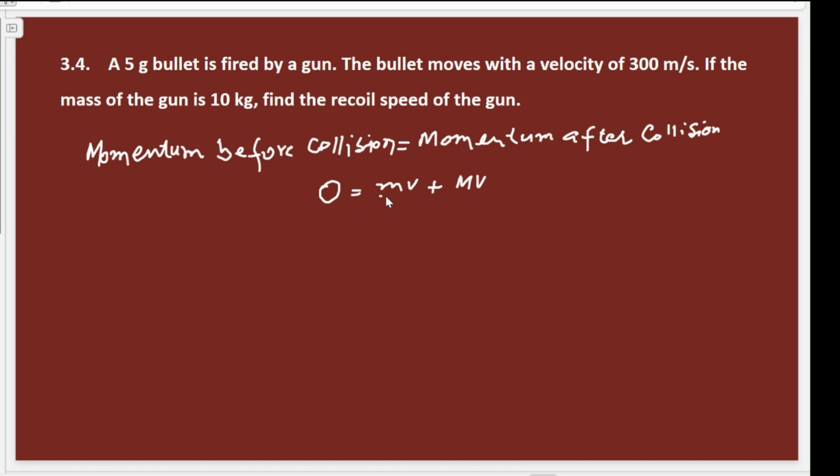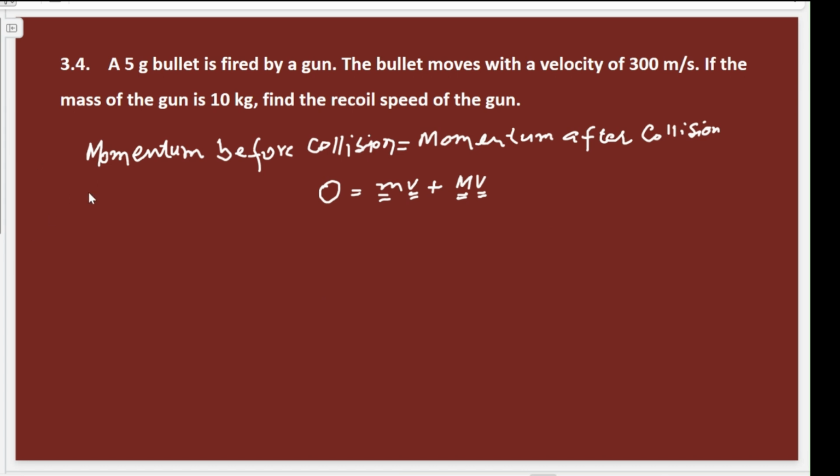Here, this small m stands for the mass of the bullet, and this small v stands for the velocity of the bullet after firing, and capital M is the mass of the gun, and capital V is the recoil velocity of the gun. The recoil velocity is the velocity with which the gun comes back after firing. That is called recoil velocity.